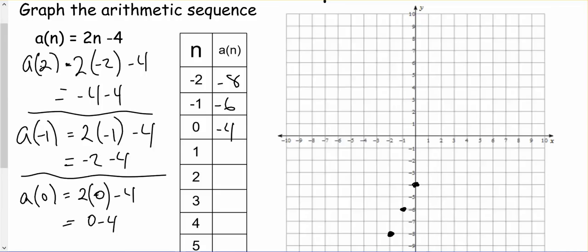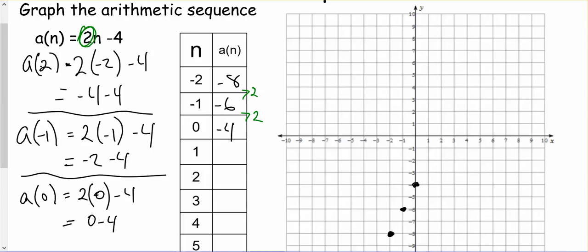And now we ought to be able to see that if I move from negative 8 to negative 6, I'm adding 2. And if we go from negative 6 to negative 4, we're adding 2. So we've got a common difference in this sequence of 2. It is not a coincidence that our equation has the 2 right there.